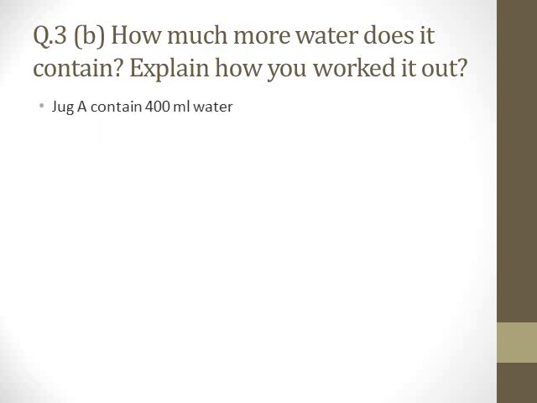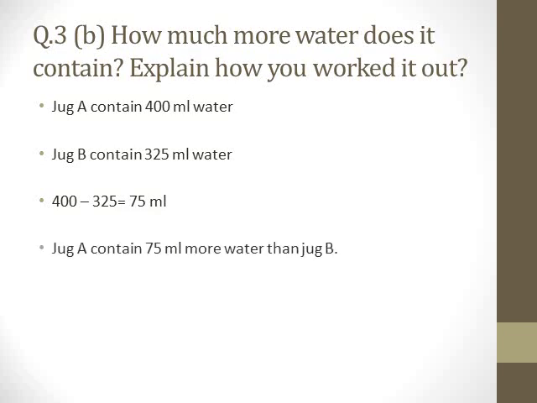Now we know jug A contains 400 milliliters of water and jug B contains 325 milliliters. We are interested in knowing how much more water it contains, so we just find the difference between them. I subtract 325 from 400 and get the answer, which is 75 milliliters. That means jug A contains 75 milliliters more water than jug B. So this is the revision of question number 3.